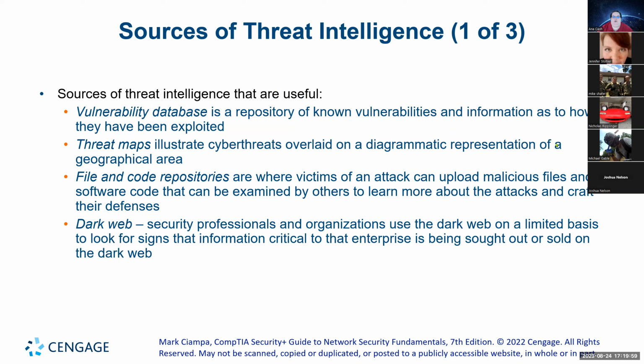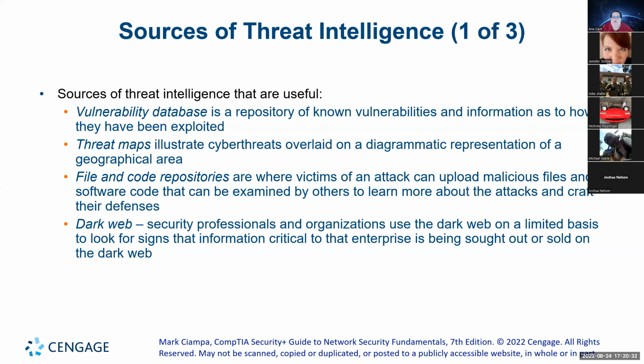Sources of threat intelligence that are useful. So there are vulnerability databases. Those are a repository of known vulnerabilities and information as to how they've been exploited. Threat maps, they are very fascinating. Threat maps illustrate cyber threats overlaid on a diagrammatic representation of a geographical area. File and code repositories are where victims of an attack can upload malicious files and software code that can be examined by others to learn more about the attacks and craft their defenses.